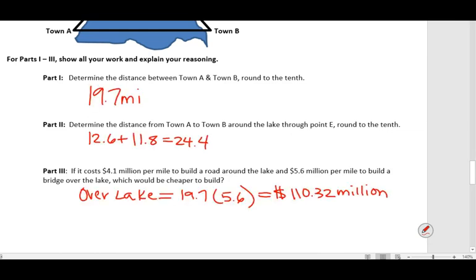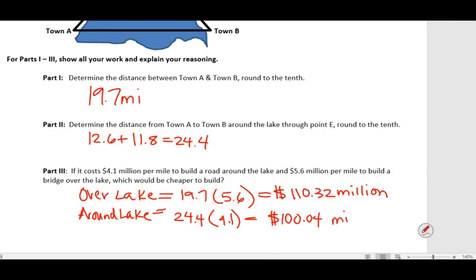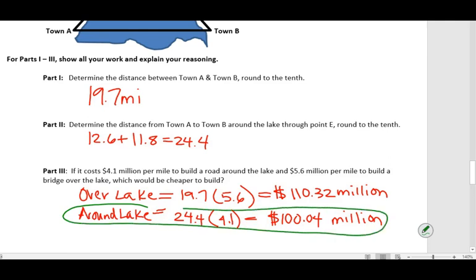Okay. And then if we're talking about around the lake, we're going to do our 24.4 times 4.1. So this is going to be 100.04 million. So obviously the one that's cheaper is around the lake. So this one would be the one that's cheaper. That's our answer.